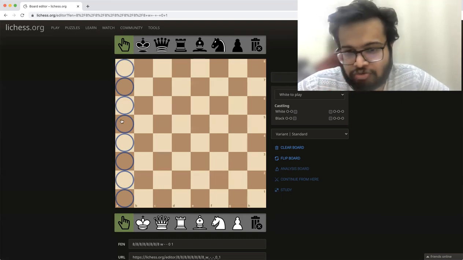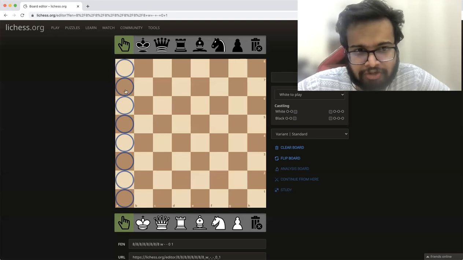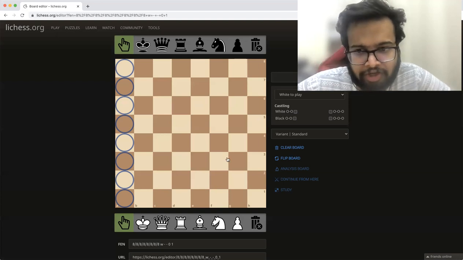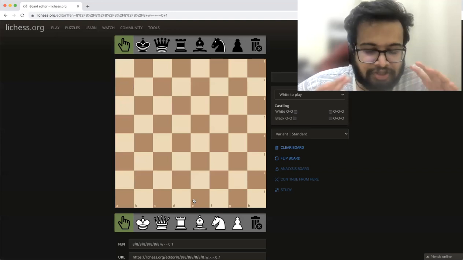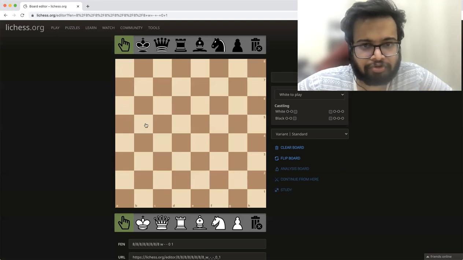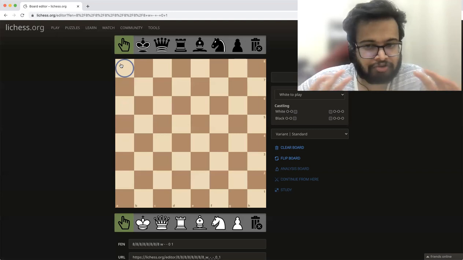So how many total squares are there? If 8 squares are there vertically and 8 squares are there horizontally, so the total number of squares is 8 into 8, 8 cross 8, which is 64. So a chessboard consists of 64 squares. If you count each of these squares, you will see that there are a total of 64 squares.